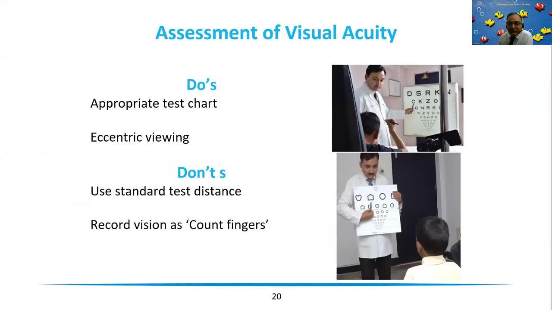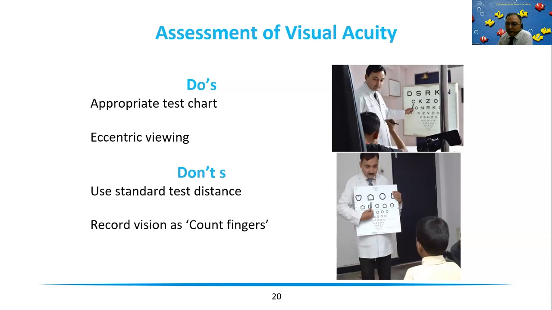When you're doing distance visual acuity assessment, at times the standard test distance of 6 meters may not work. You may need to bring it at 1 meter to do it. And similarly, if at 1 meter it doesn't work, you may bring it at half meter rather than doing counting fingers. So don't do counting fingers, because that is not a scientific or a standard method, and that will not help you to calculate magnification. Encourage the patient to use eccentric viewing, use appropriate test chart.